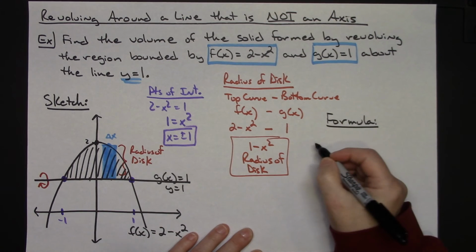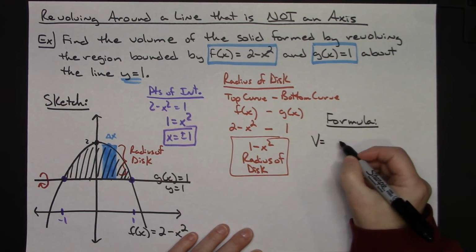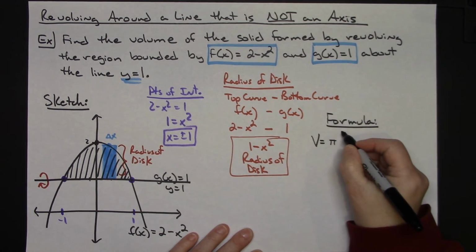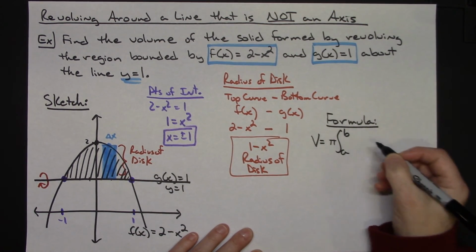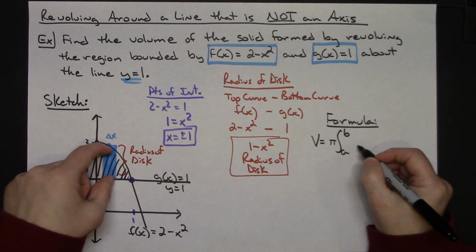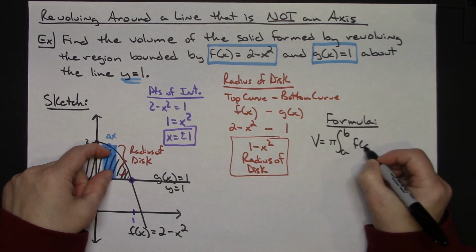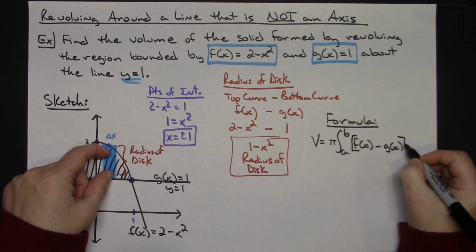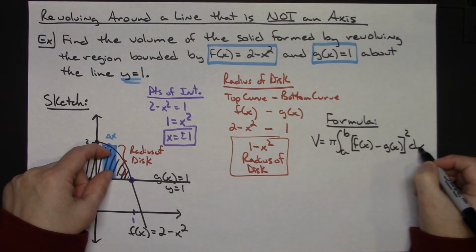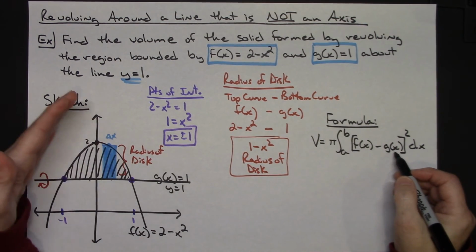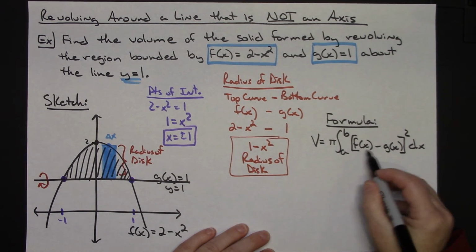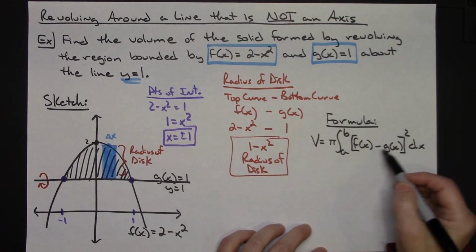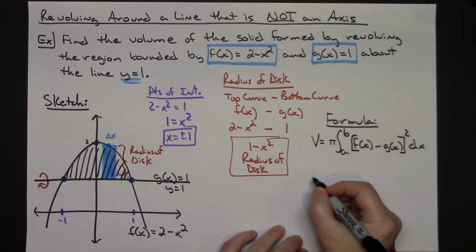So my formula, V equals, and I'm going to rewrite the little formula here to instill what we did here. It's going to be pi times the integral from a to b of what did we do? Well, we found the radius of that disk by doing f of x minus g of x. Now you don't necessarily want to memorize the quantity squared dx. You don't want to memorize f of x and g of x, because if they change the function names, it might be better for you to put in there top curve minus bottom curve. You subtract the two curves, that'll give you the distance of that radius, and then you square it.